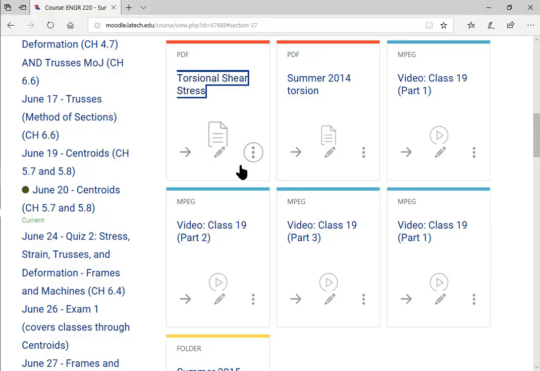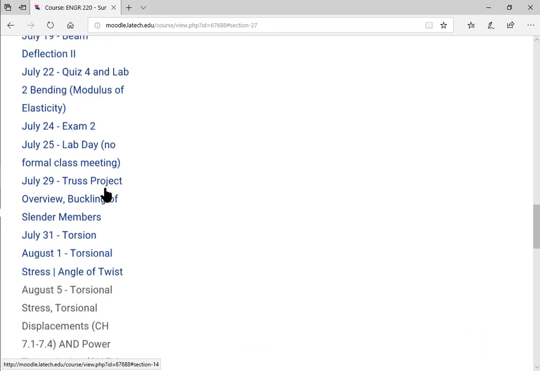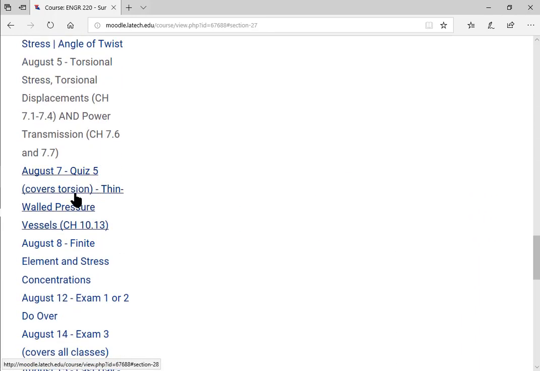Okay, we've got one more talk about torsion. Actually, it's stuff that we've already done for torsion, just more of it. And then we're going to do, what are we going to do Wednesday? I think pressure vessels. Yeah, thin-walled pressure vessels. And then on Thursday, so Wednesday we'll do thin-walled pressure vessels. Thursday we'll do finite element and stress concentrations.